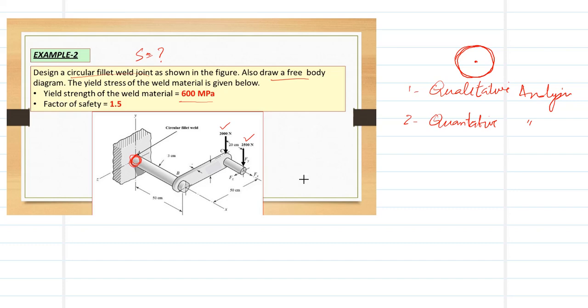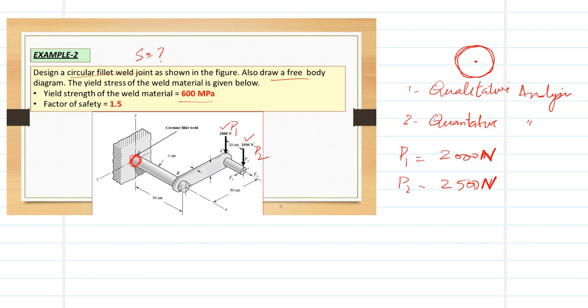So, let's say we have two loads. We call this P1 and this P2. Your P1 is 2000 Newton and your P2 is 2500 Newton. So we have two loads, one is P1, second is P2, and P2 is 2500.